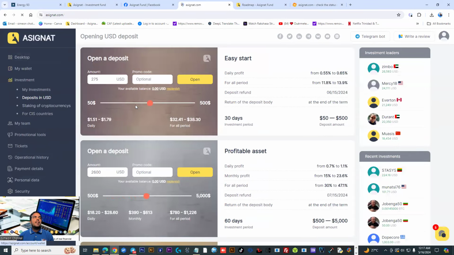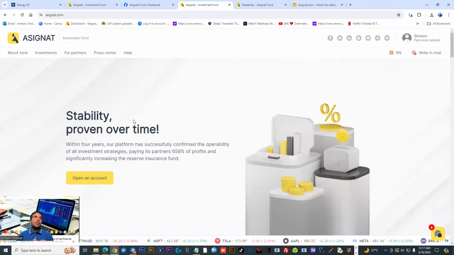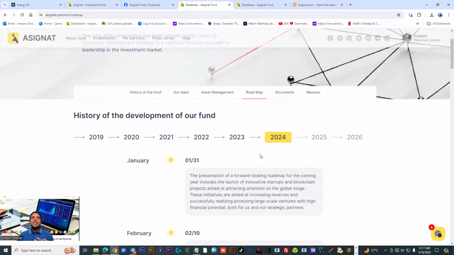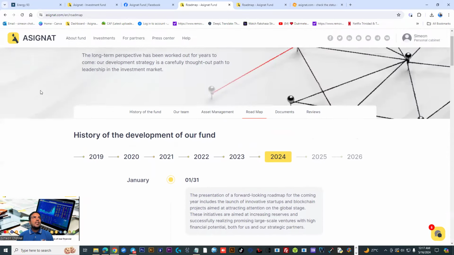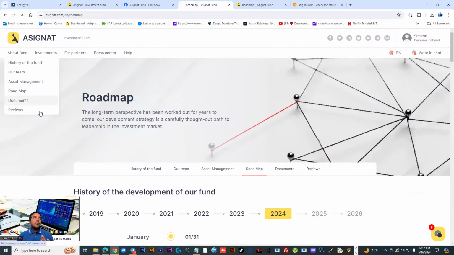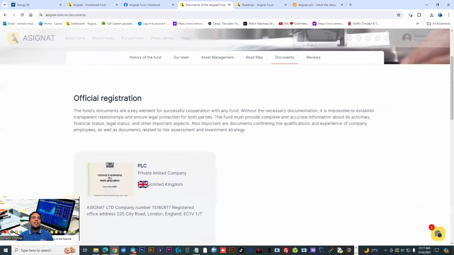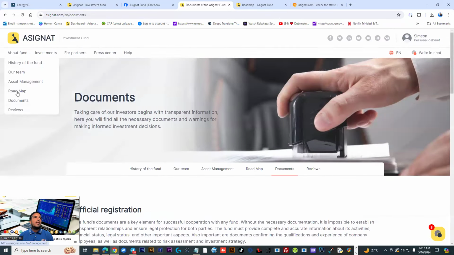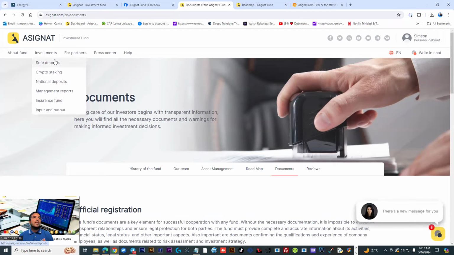So back to the website here. A lot of information is available on the website. You could see history, their team, asset management, roadmap. You know, I like to watch my little roadmap. So this roadmap will tell you some really detailed information here. You have your documents. You could head over to your documents, see registration and stuff like that. Then you have your reviews, investment, safe deposit. You have the crypto, and you have other options available down here.